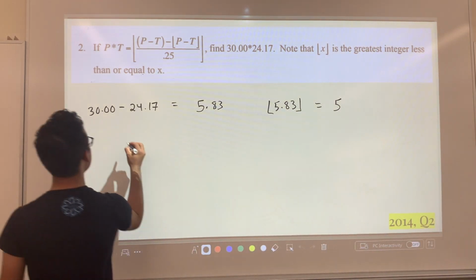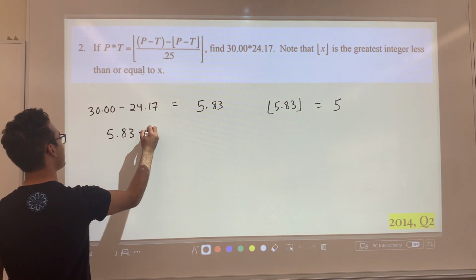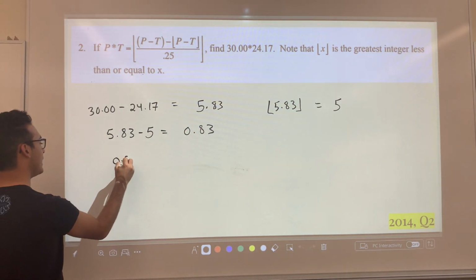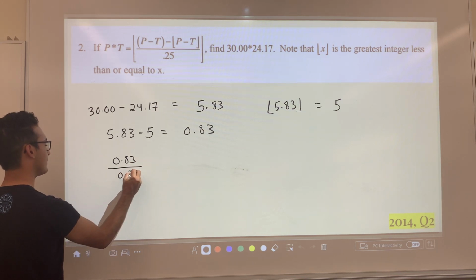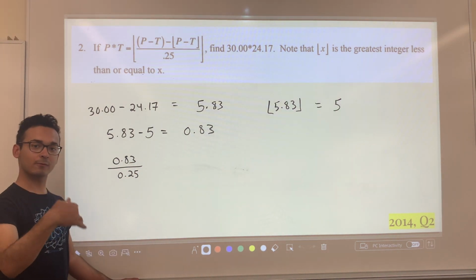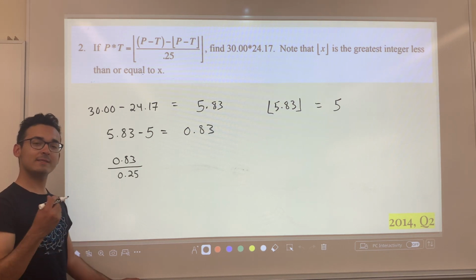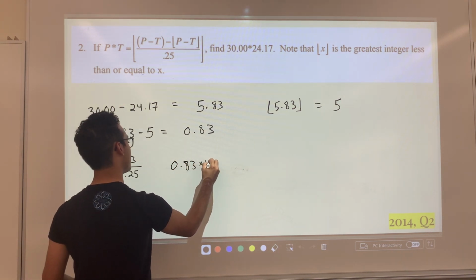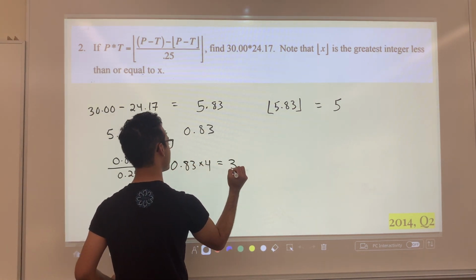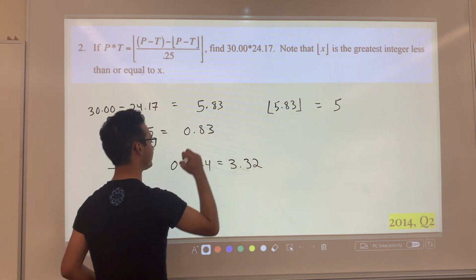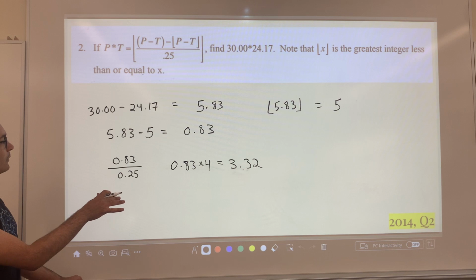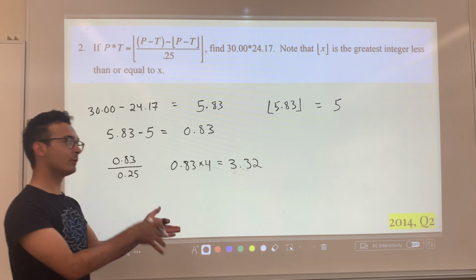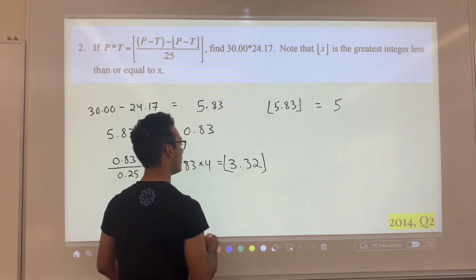Perfect. Now, if we do 5.83 minus 5, we would end up getting 0.83. Now we have 0.83 divided by 0.25. Because 0.25 is 1 over 4, dividing by 1 over 4 is the same thing as multiplying by 4. So we have here 0.83 times 4, which would equal 3.32. Okay. We have 3.32, and now the final step we have is to take the floor of 3.32. And of course, the floor of 3.32 would be 3.